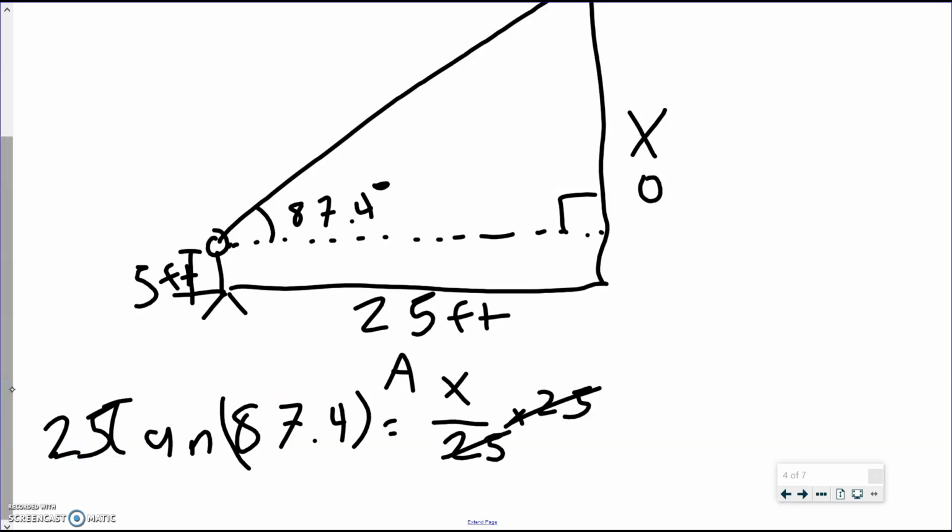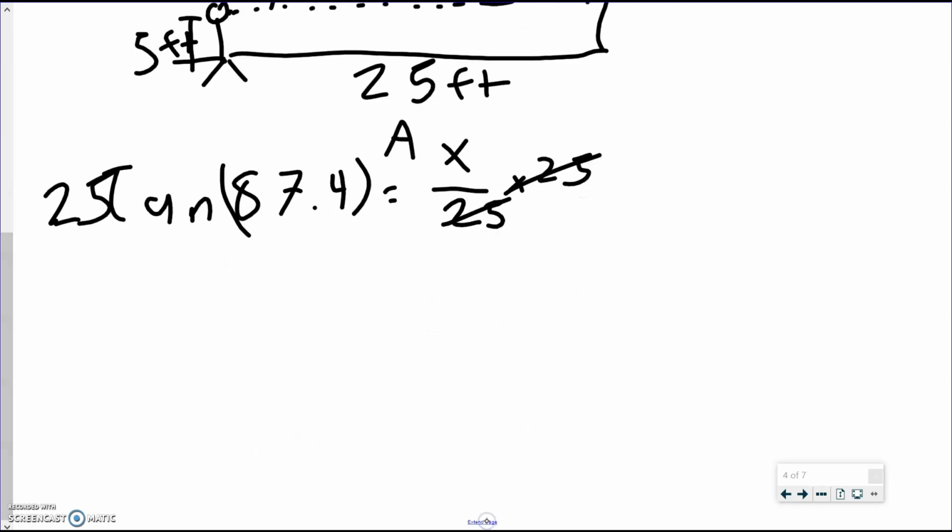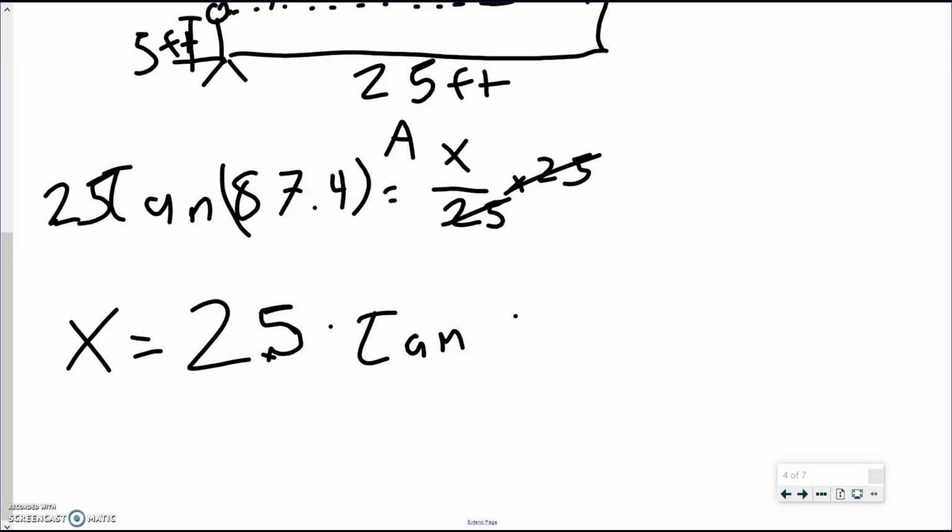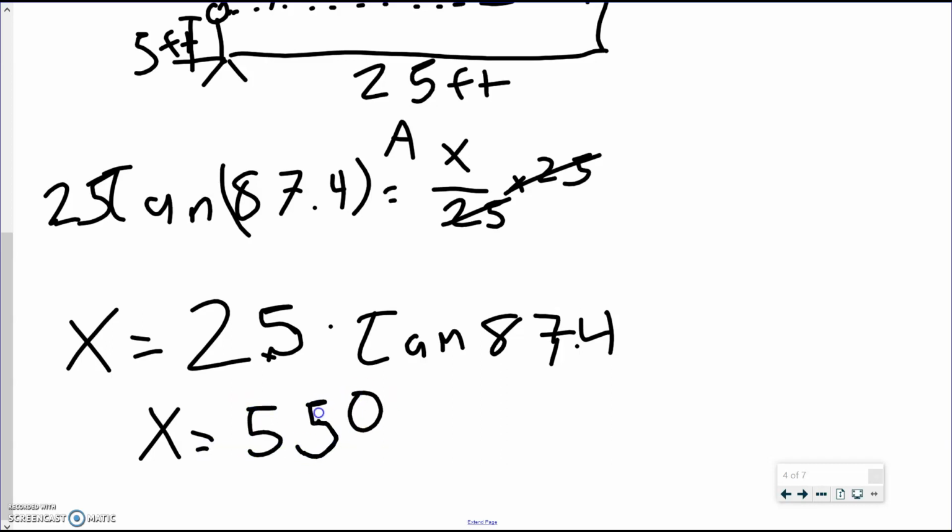And again, I'll rewrite it over here as well. So we have x is equal to 25 times the tangent of 87.4. If you solve that out, solve for tangent of 87.4 and multiply that by 25, you should get x is equal to 550.5 feet.